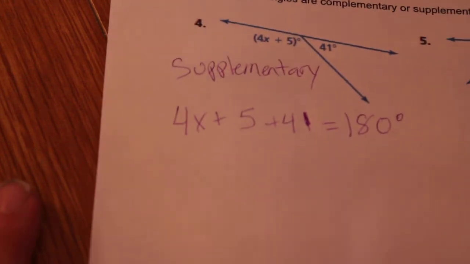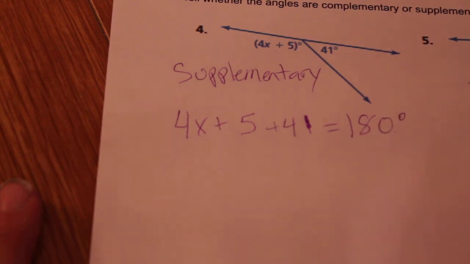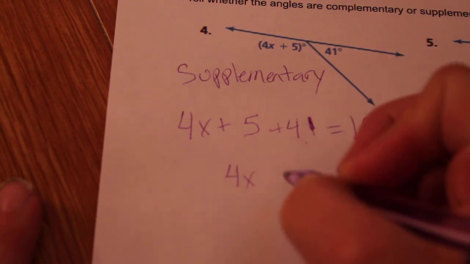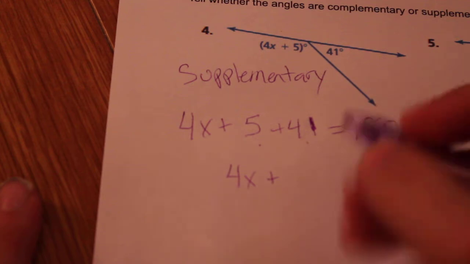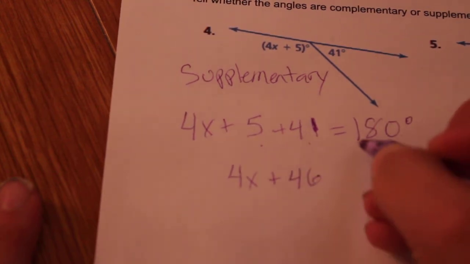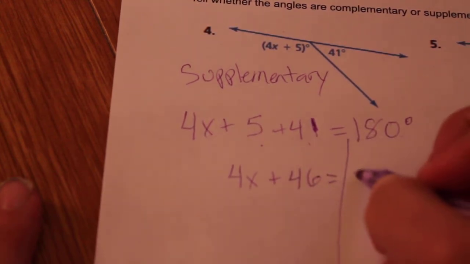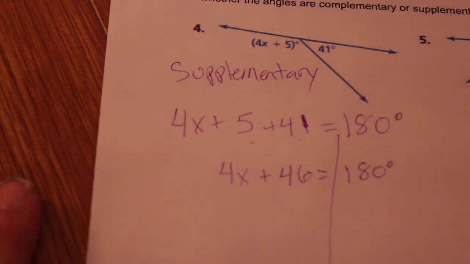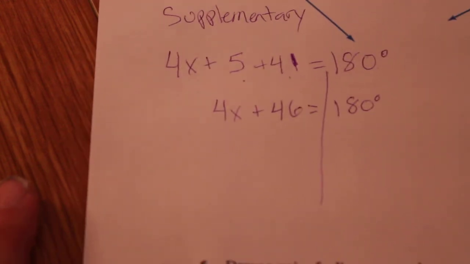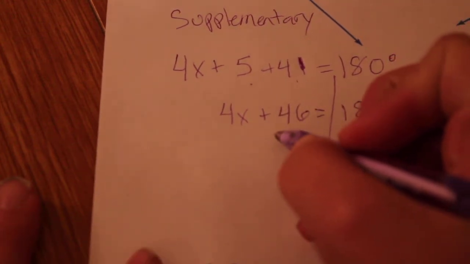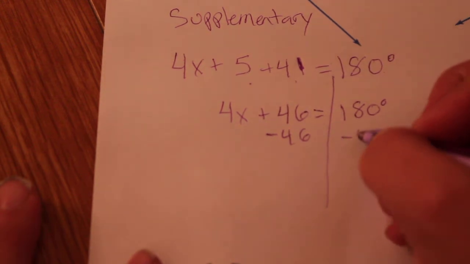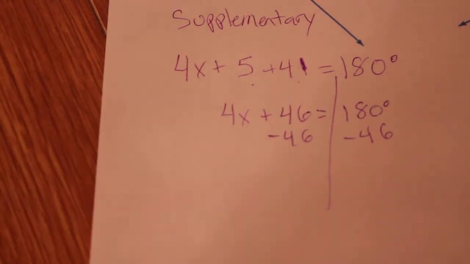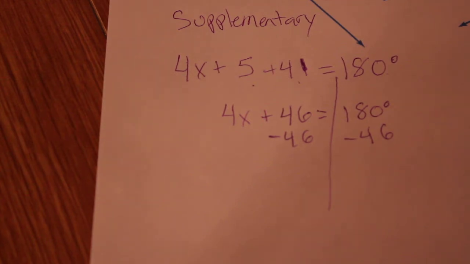Now I'm going to solve for the x. First thing I'm going to do is combine my like terms. 41 plus 5. We're going to have 4x because we cannot combine any other x's. 41 plus 5 is going to be 46. And it's going to be equal to, we still have 180 because there is nothing to combine on the other side of that equation. Alright, now we're going to subtract out our 46 because remember our goal is to get this by itself. Subtract out that 46. Take a moment to figure out 180 minus 46.